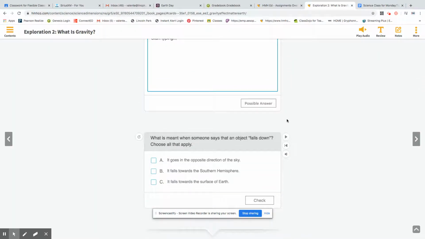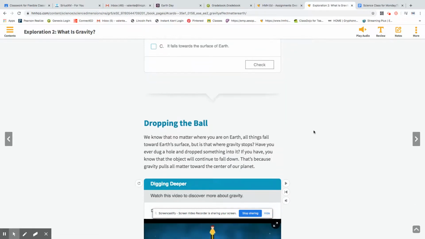And then, what is meant when someone says that an object falls down? A, it goes in the opposite direction of the sky. B, it falls toward the southern hemisphere. Or C, it falls towards the surface of the Earth. Think about gravity.